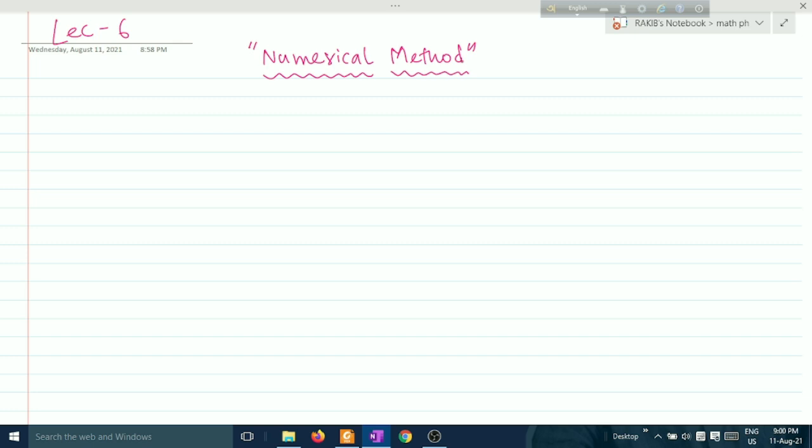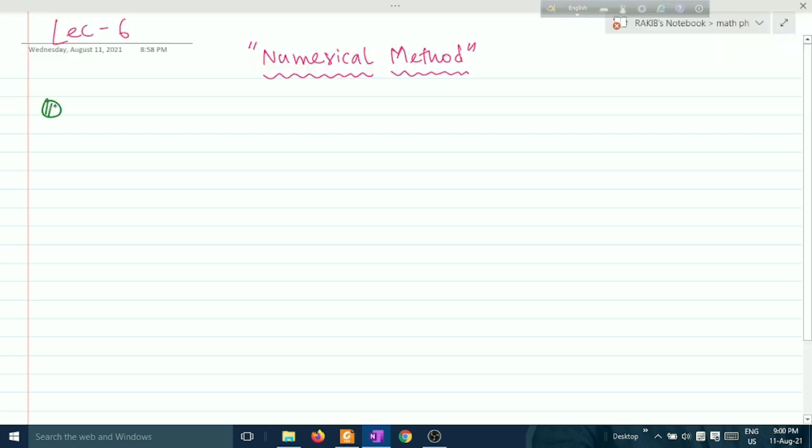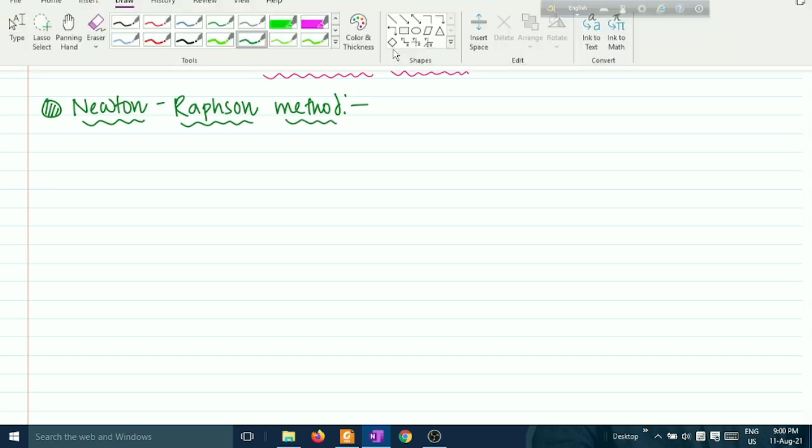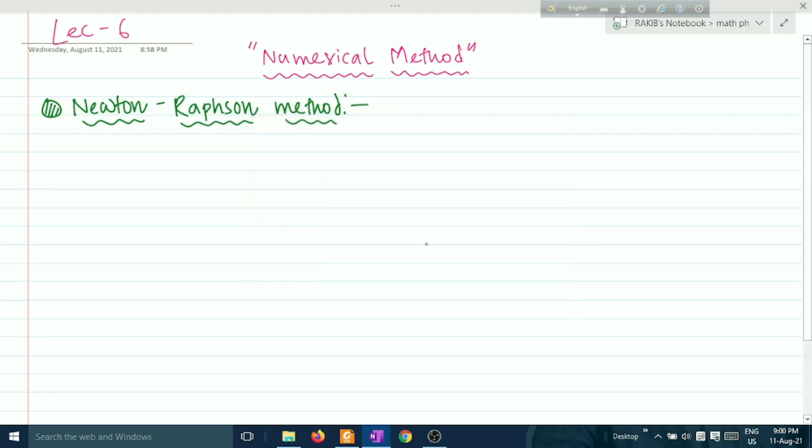So first let's start with the very first topic, which is called the Newton-Raphson method. Let me tell you one thing, what is the Newton-Raphson method.